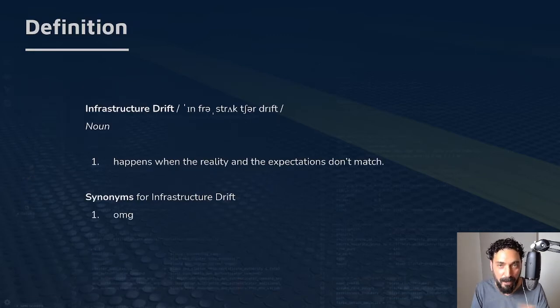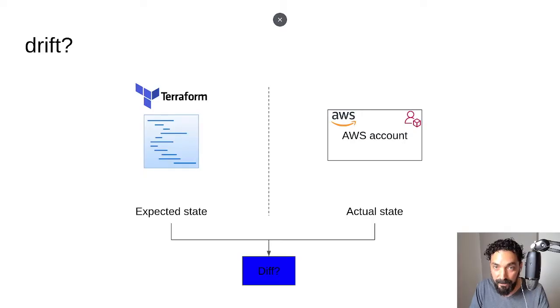It's basically what happens when the reality and the expectations don't match. According to this definition, your AWS account, on the right, has a ton of actual resources, and maybe only part of them are correctly managed by Terraform, and that's on the left. So the diff between the two, that diff basically is the drift.